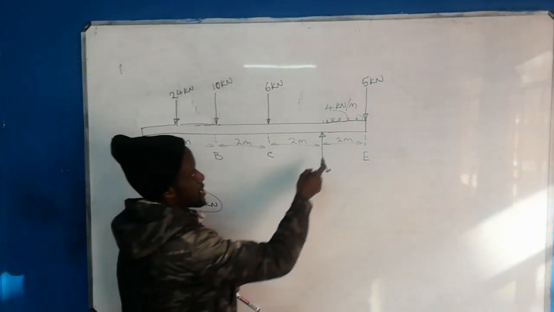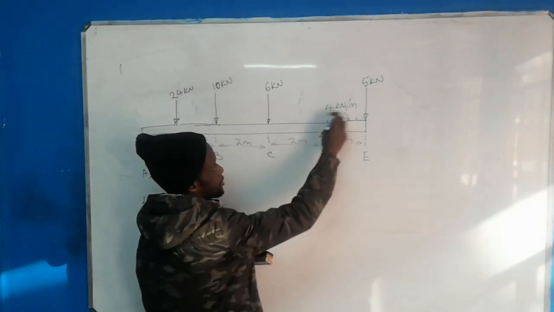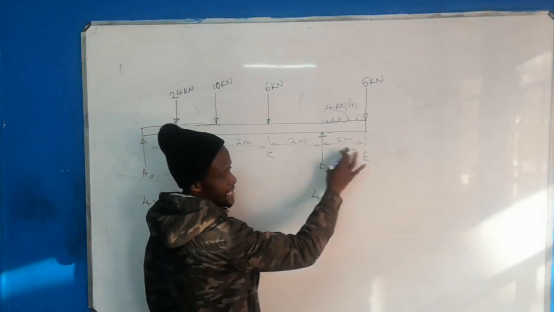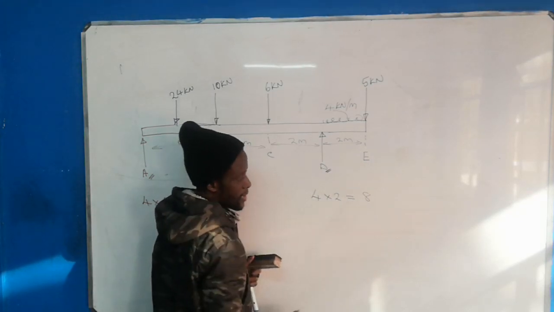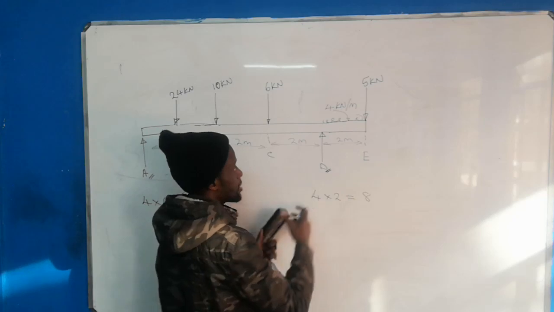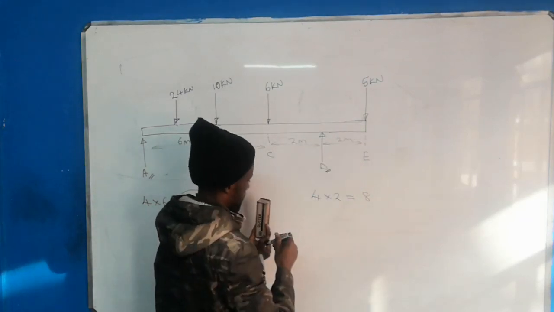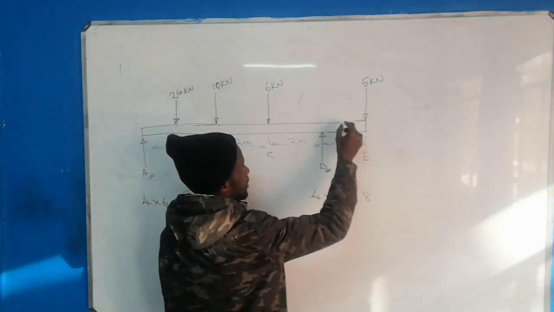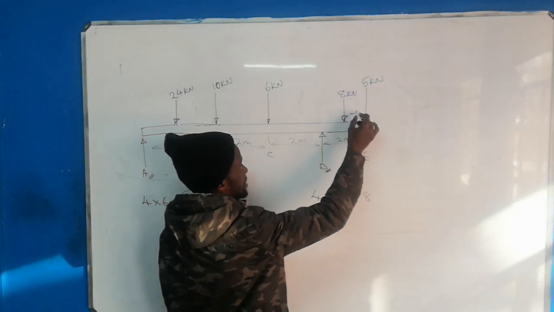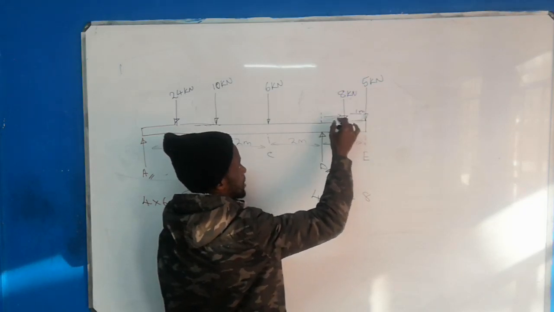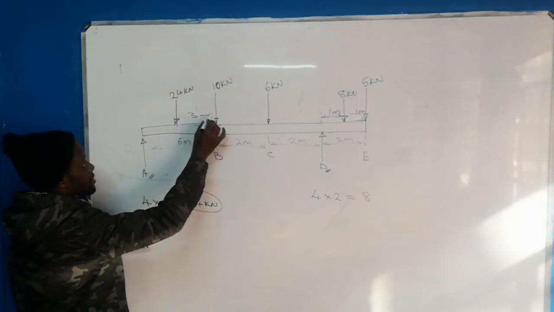We go again to this side. On this side, we have 4 kilonewtons times the distance, which is 2, gives us how much? 8. Half of 2 is 1. So I'll need to apply 8 somewhere, 1 meter this side and 1 meter this side. Here it is 3 meters.